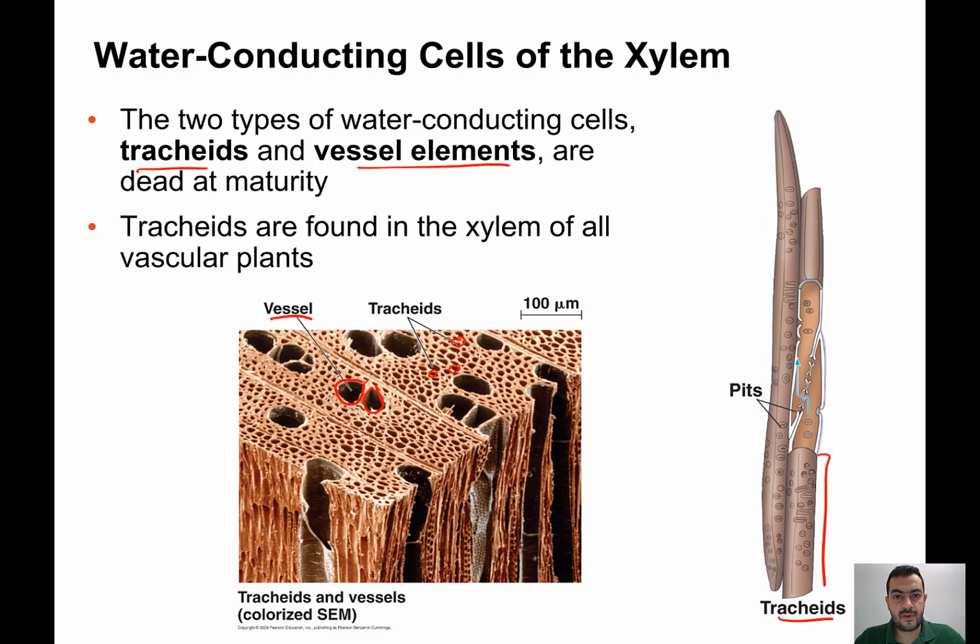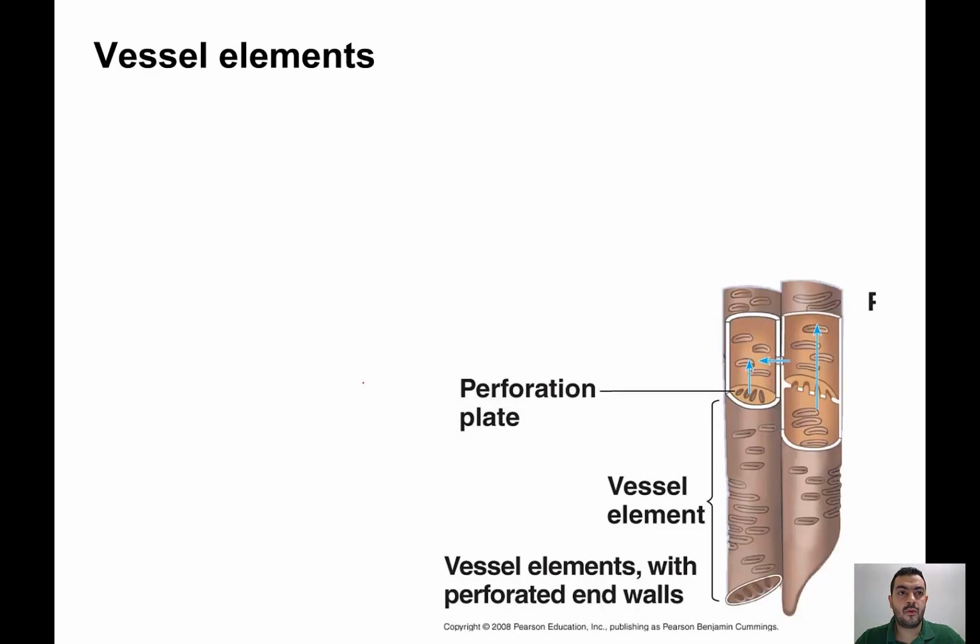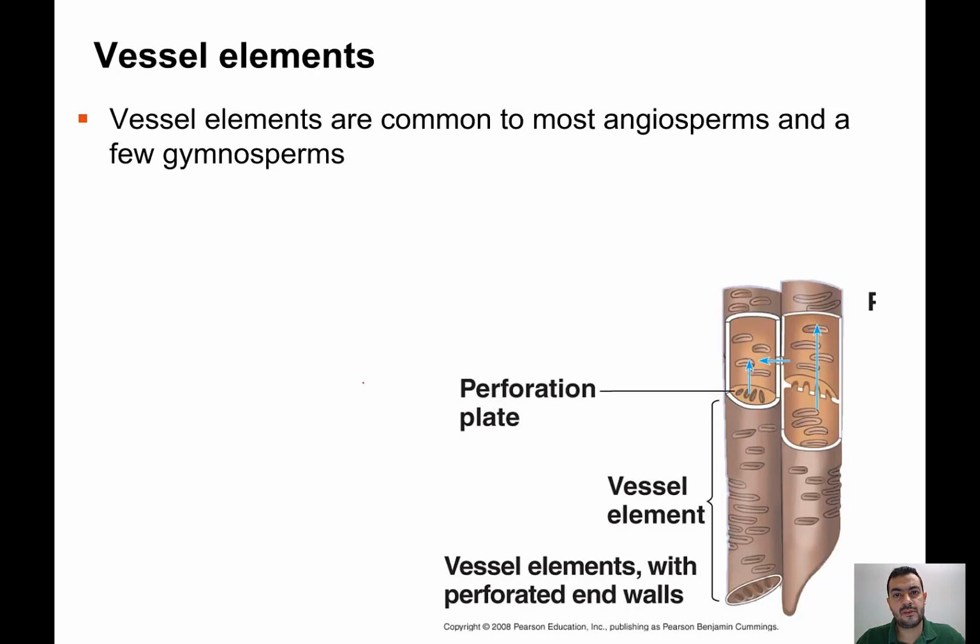Tracheids are found in the xylem of all vascular plants. If you consider the three groups of vascular plants, the seedless vascular plants, the gymnosperms, and the angiosperms, all of them have tracheids. Moving to the vessel elements, they are common among the angiosperms. Most angiosperms contain vessel elements. Some of the gymnosperms have vessel elements, but not all of them.